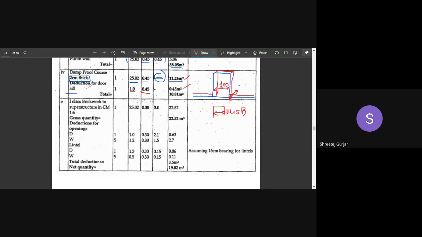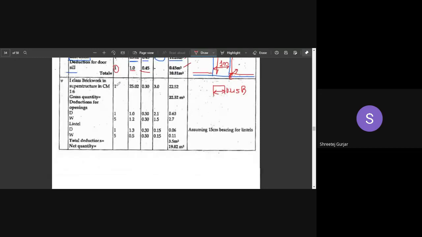So if there are 2, 3 number of doors, we would have multiplied here by 2 or 3. So only one door is there, hence we will deduct only once. Okay, next moving on to brickwork.